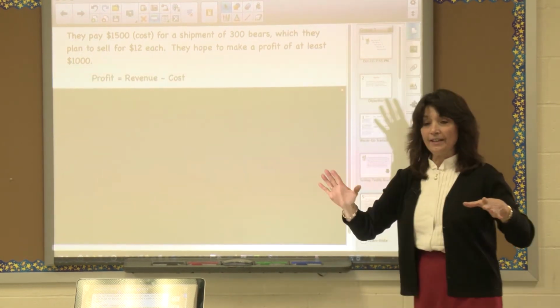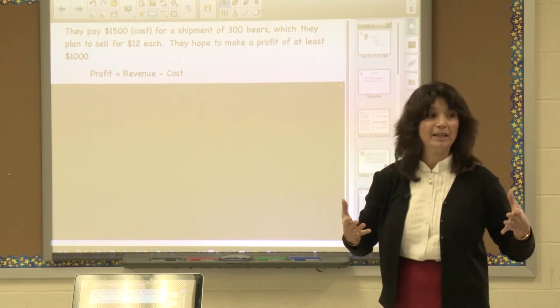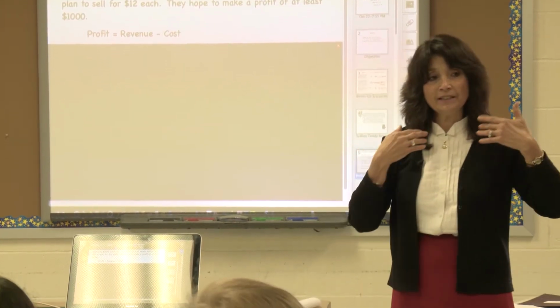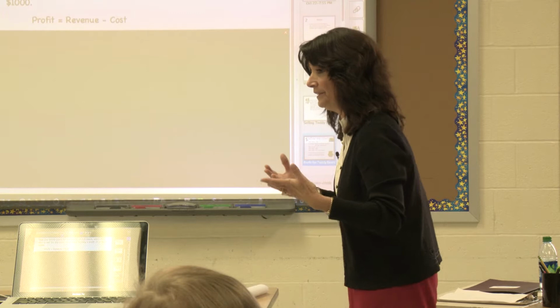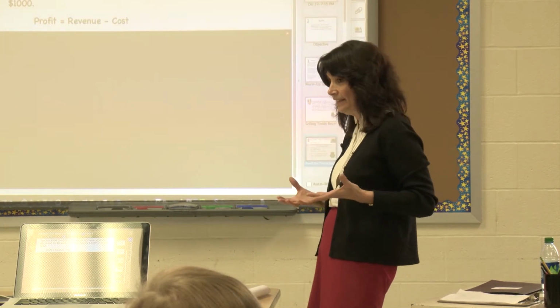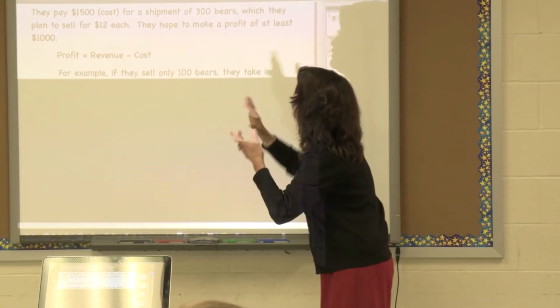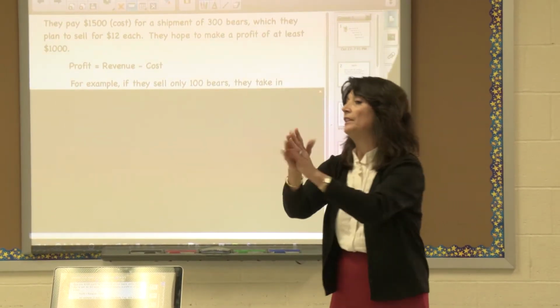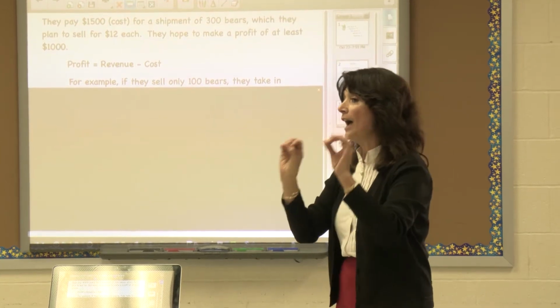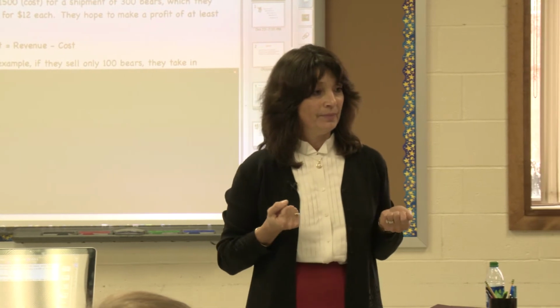So profit is revenue minus cost, okay, but what does that mean? So I'm going to define what revenue is. Revenue is the amount of money they're going to take in when they sell the bears. So if they sold 100 bears, let's say they only sold 100, how much money are they going to take in if they sold 100 of them?